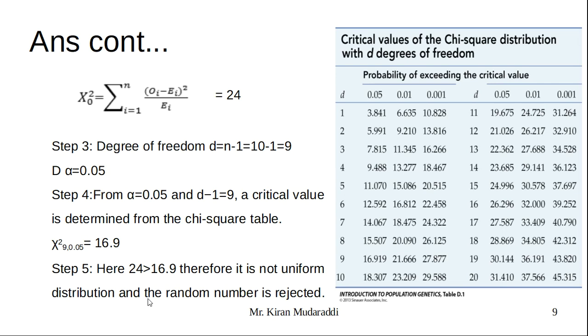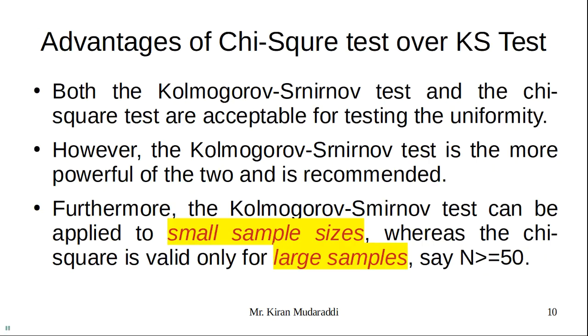In this way we solve a problem using the chi-square test. We verify whether the given random numbers are uniformly distributed or not. Similarly, you solve this example. I'll give it as an assignment. And before that, we need to understand what the advantages of the chi-square test over the KS test are.